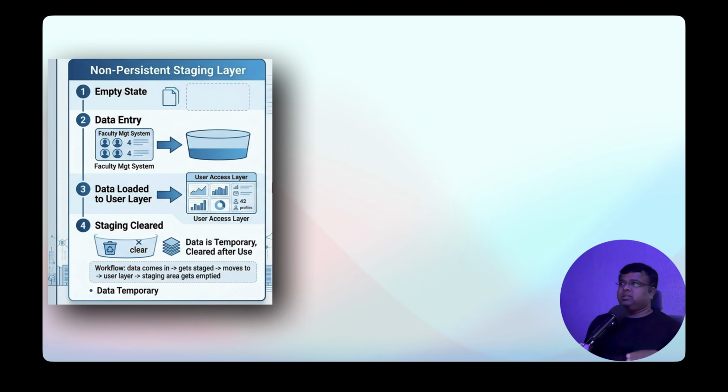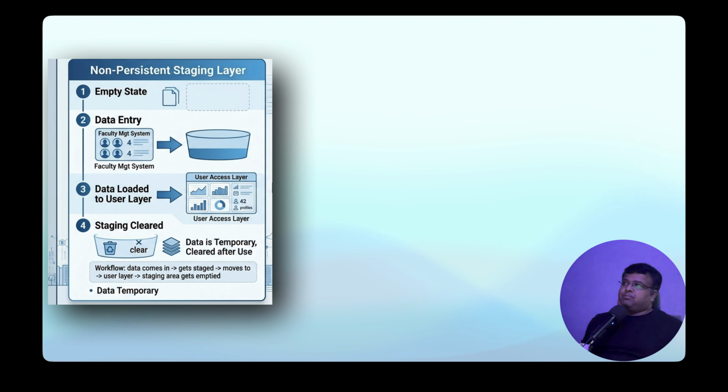That is, the data comes in, gets staged, moves to the user layer, and the staging area gets emptied. But let us compare that with the persistent staging layer. In a persistent staging layer, the data is not deleted after processing. It stays there even after it has been loaded into the user access layer. So let us say the same four faculty members arrived during the first semester. Their data moves into the staging layer and then into the user access layer just like before. But this time, after the process is complete, we do not clear the staging layer.